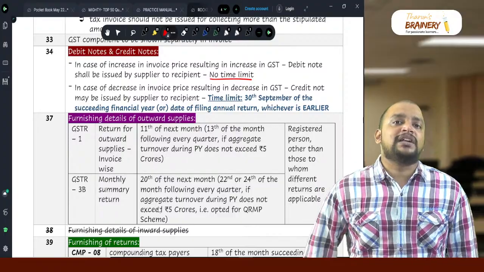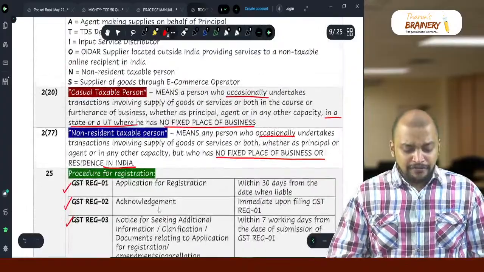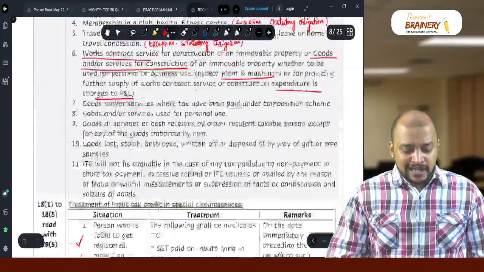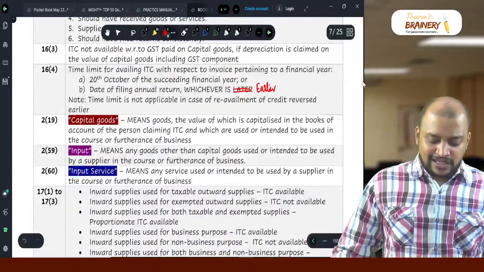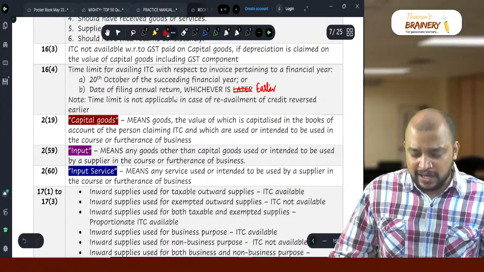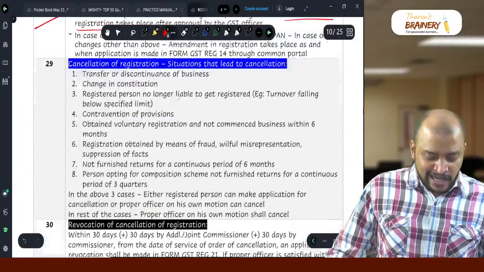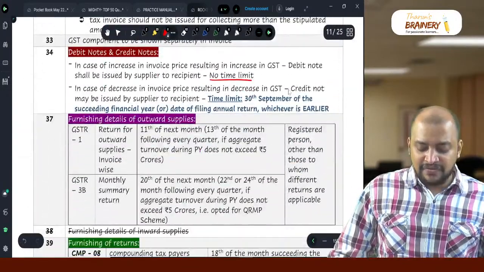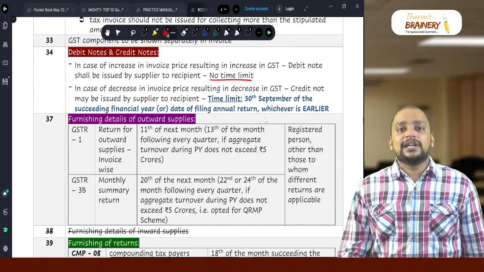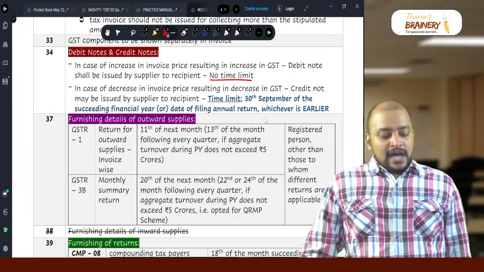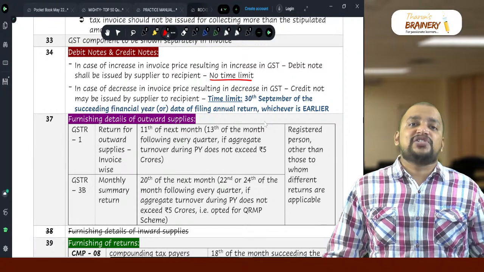Already we saw one time limit like this, 16 subsection 4. In 16 subsection 4, the time limit for availment of credit is what? 20th October of the succeeding financial year or date of filing of return, whichever is earlier, will be taken. Okay. Whereas here in case of 34, it is not 20th October, it is 30th September of the succeeding financial year or date of filing of return, whichever is earlier will be taken. Okay. So that is the difference here. Then after 34, sections 35 and 36 are related to accounts and records; that chapter is not there.